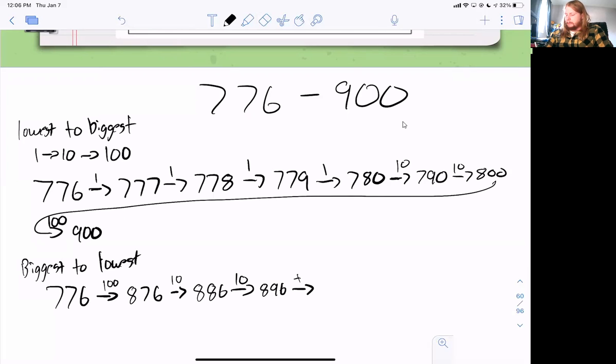So we have a 1, which will give us 897. We'll go up by 1, which will give us 898. We'll go up by 1, which will give us 899. And finally, we'll go up by 1, which will give us 900.